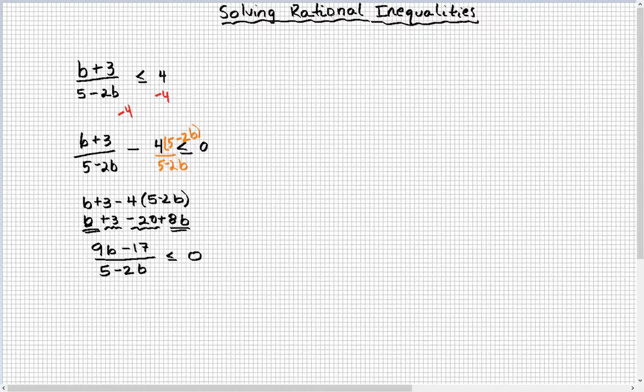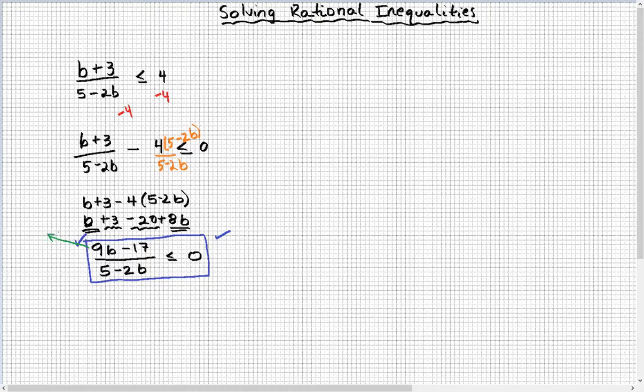All right, so then this is the one that you're going to use for your testing. Why is this the one? Because this one has 0 on the right and 1 term on the left. Now we have to get calculators ready. We have to get our critical points.